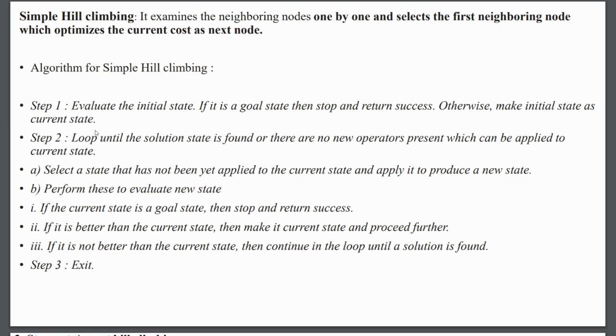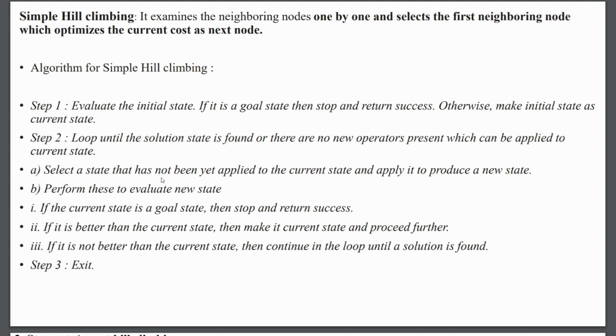These are the steps involved in the algorithm. Step 1: Evaluate the initial state. If it's the goal state, then stop and return success. Otherwise, make the initial state the current state. Step 2: Loop until the solution is found or there are no new operators present which can be applied to the current state.